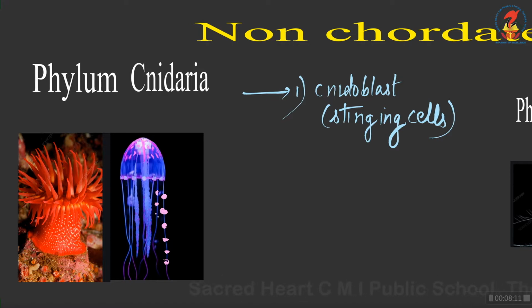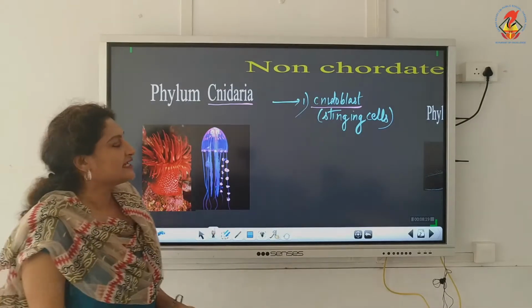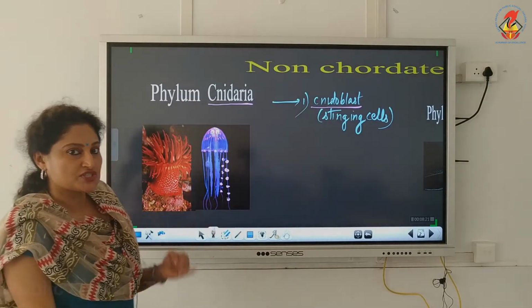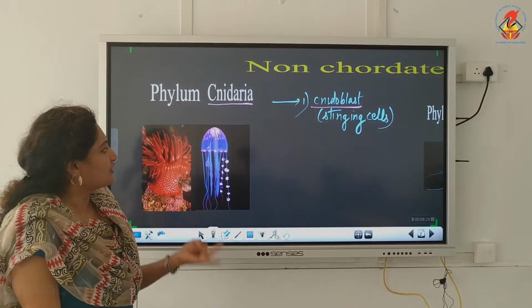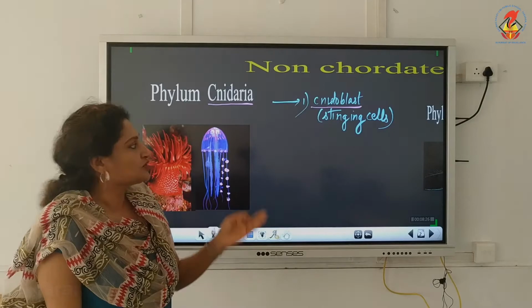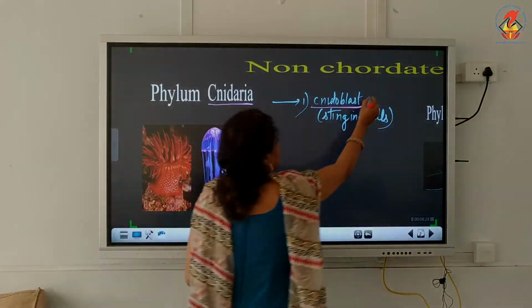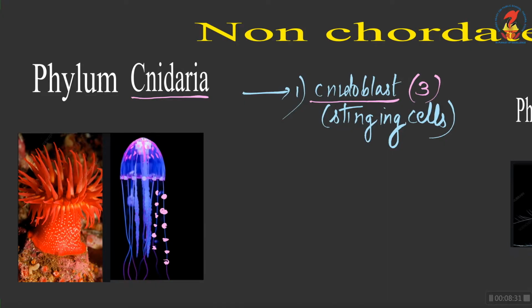So the tentacles are studded with a number of cnidoblasts, and hence it gets the name Cnidaria because of the presence of cnidoblast or stinging cells. So what will be the function of these stinging cells? To capture its prey, for defense, and also for anchorage. So there are 3 functions of the cnidoblast cells. 1, to capture its prey.